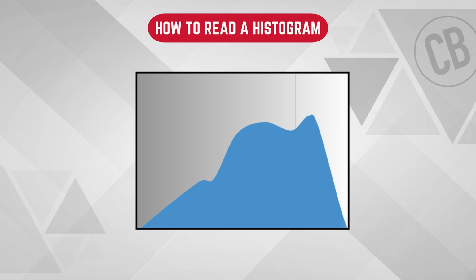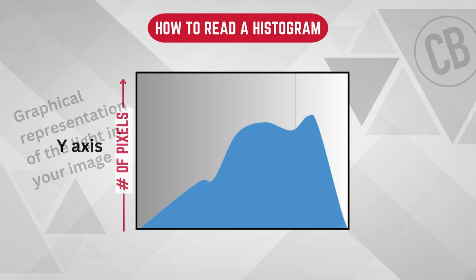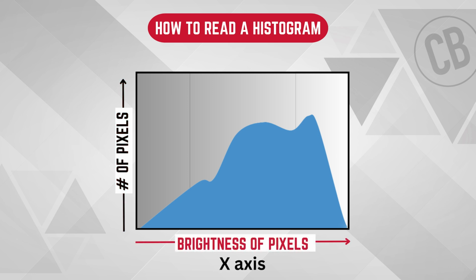If you want to get your exposure correctly, you're in luck. There are some tools that can help you. And one of the biggest things that you can use is called a histogram. A histogram is basically a graphical representation of the light in your image. The y-axis of a histogram represents the number of pixels. The x-axis represents the brightness of those pixels. And so from left to right, the pixels will be either darker to brighter.